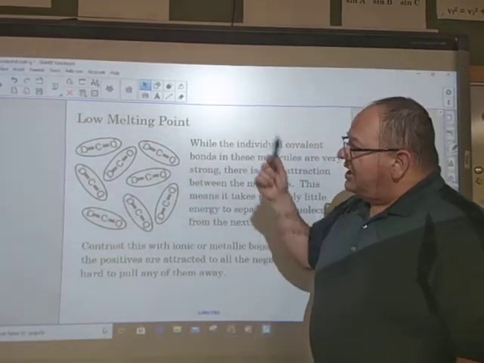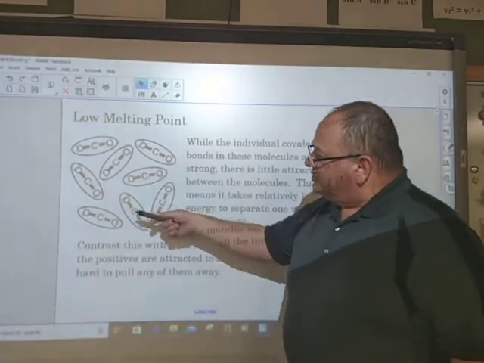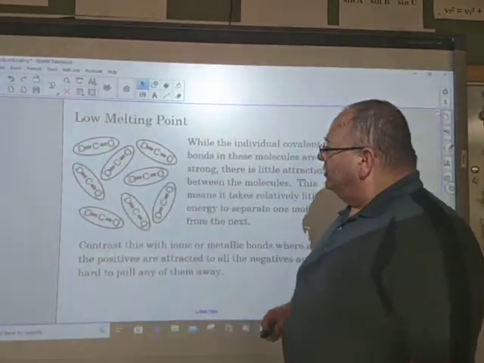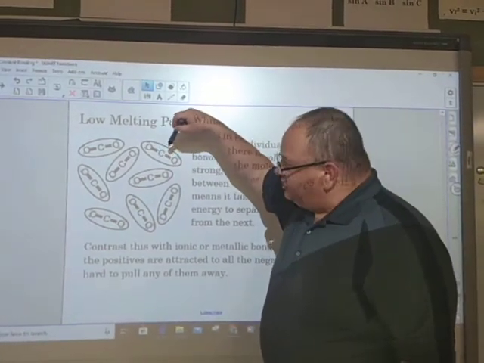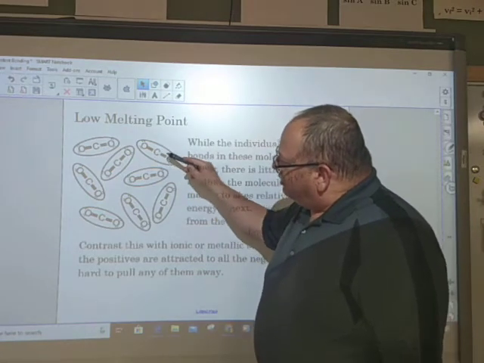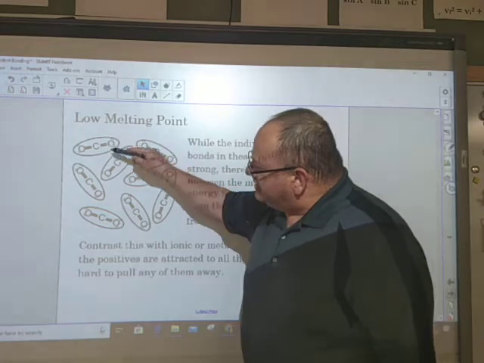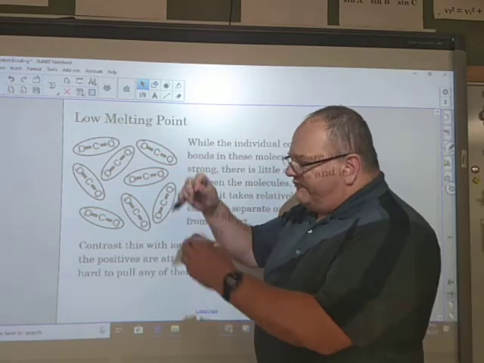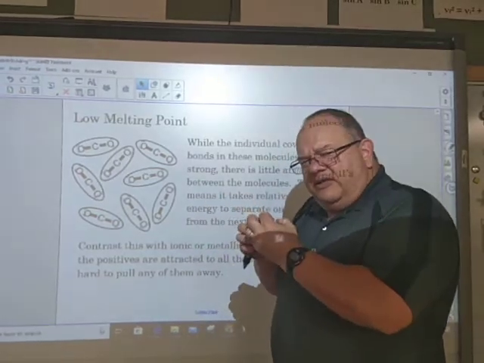Covalent compounds tend to have rather low melting points. So here's my jumble of molecules. And while these atoms are strongly attached to each other, there's nothing really that's holding, or very little that's holding this molecule to these other molecules. So the individual molecules can separate from each other.